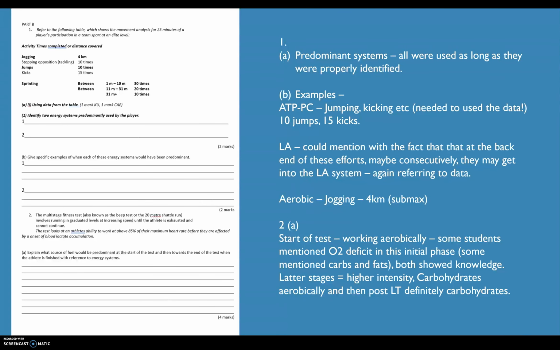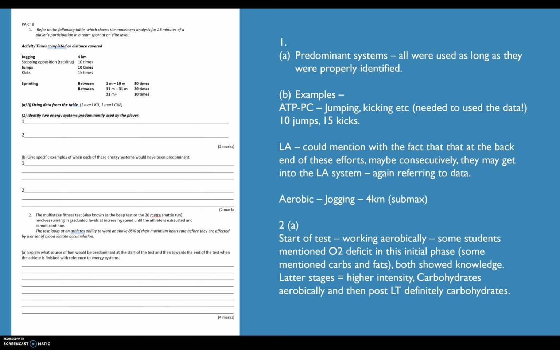Alright, on to part B. So these were some questions taken straight from exams. So they had 2 or 3 parts to them. So we can see there a table which is showing movement analysis of a sport that involves jogging, tackling, jumps, kicks, sprints, things like that. So identify 2 energy systems predominantly used by the player.